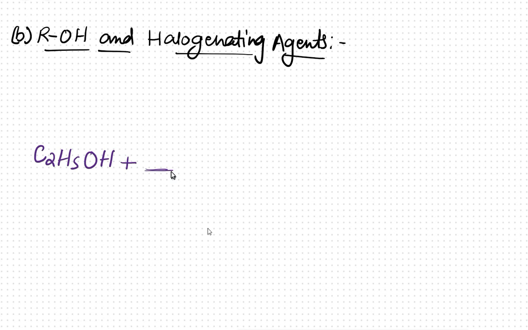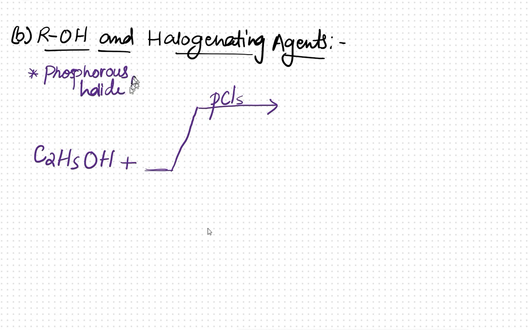So if you have an alcohol and you use PCl5, you will get your C2H5Cl. First of all, PCl5 is the halogenating agent. Any phosphorus halide will be used as your halogenating agent. Just keep that in mind. We are using alcohol and a halogenating agent. That halogenating agent is your phosphorus halide: phosphorus chloride, phosphorus bromide, phosphorus iodide. These are all your phosphorus halides and they can act as halogenating agents.